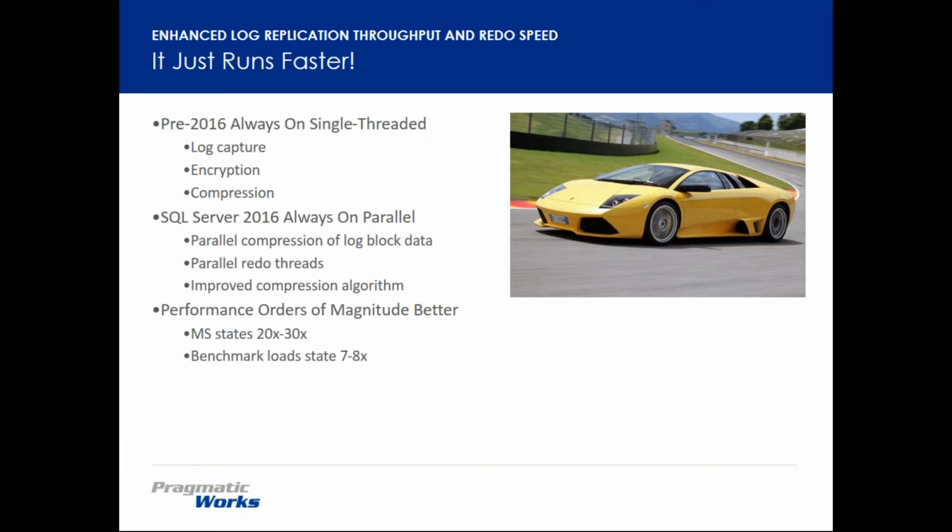If you dealt with always-on in any sort of production setup prior to the release of 2016, you know that if you triggered maintenance efforts, index rebuilds, things like that, you could cause your replicas to fall behind. Anything that generates lots of transaction log traffic could cause your replicas to fall behind, depending on storage, network, things like that. Part of the reason was that the whole operation of capturing the log, packaging it up, encrypting it, compressing it was all single-threaded.